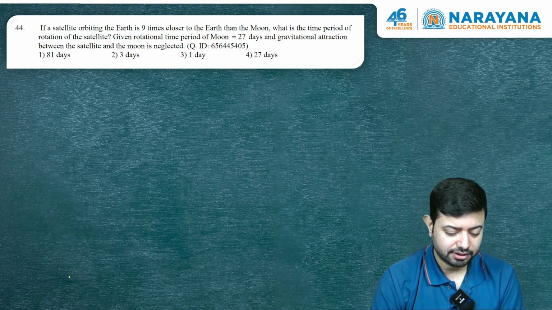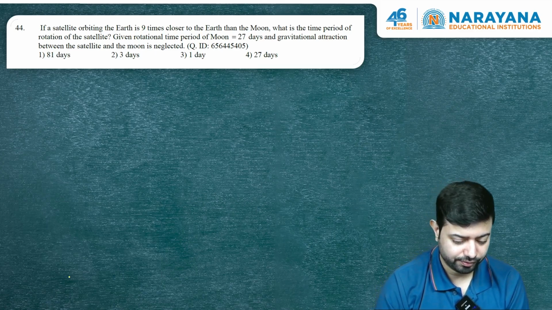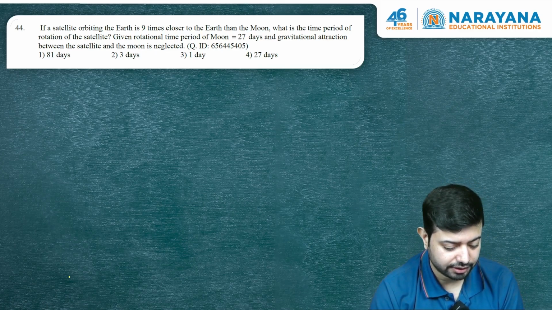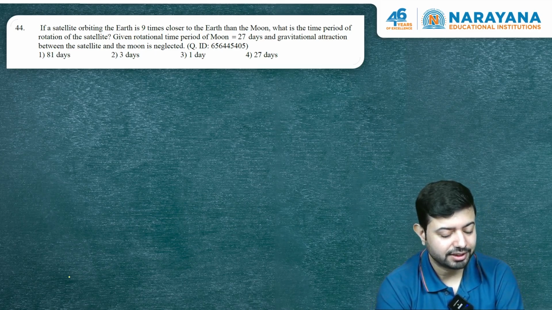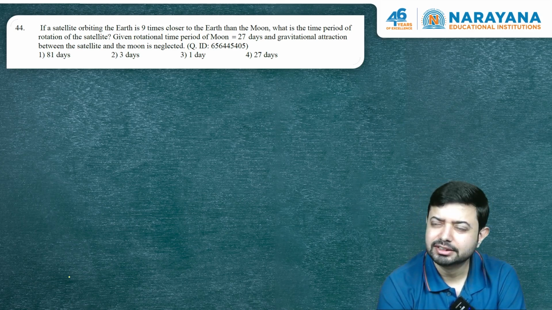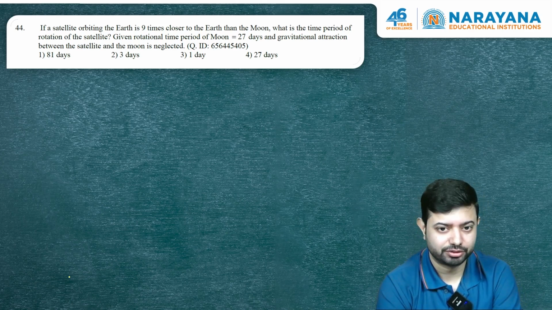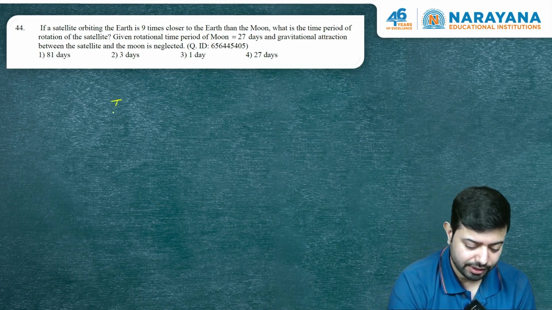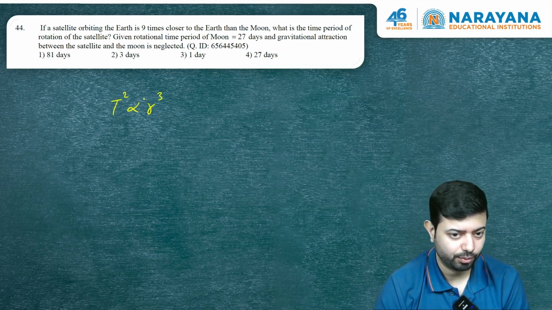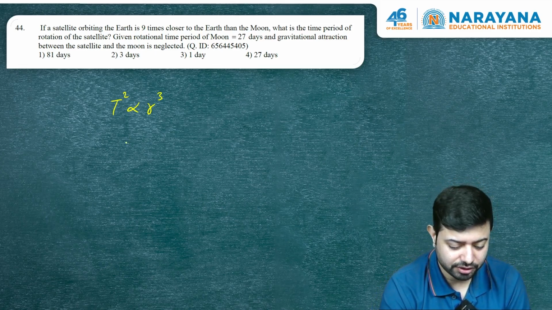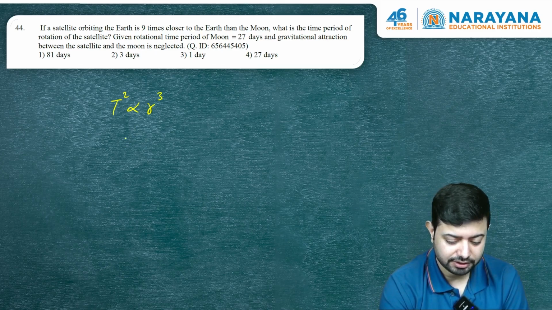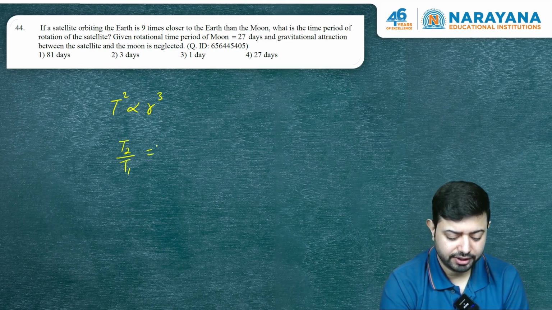If a satellite orbiting the earth is 9 times closer to the earth than the moon, what is the time period of rotation of the satellite? Given the rotational time period of the moon is 27 days, and gravitational attraction between the satellite and the moon is neglected. So, it is related to Kepler's law of periods, where my time period square is proportional to the r cube. R is changing, so time period will change. They are asking about the final time period of that satellite, so I will write T2 by T1 is R2 by R1 power 3/2.